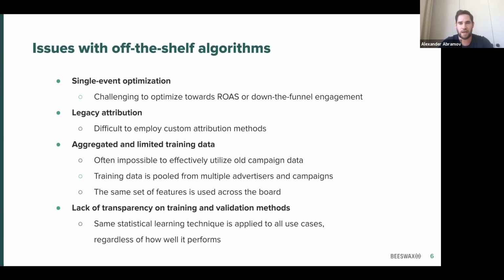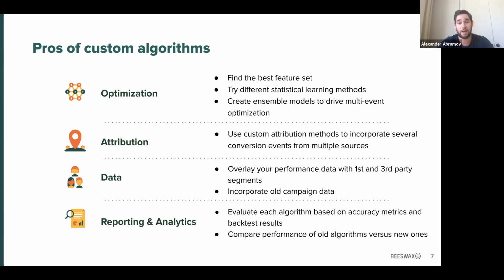And so now that we've reviewed the major issues that you encounter with off-the-shelf solutions, let's talk about how custom algorithms can help you solve some of them. So on the optimization front, first and foremost, the first thing that at least we do internally at Beeswax is we focus on understanding what is the best feature set for a specific campaign and campaign goal, right?